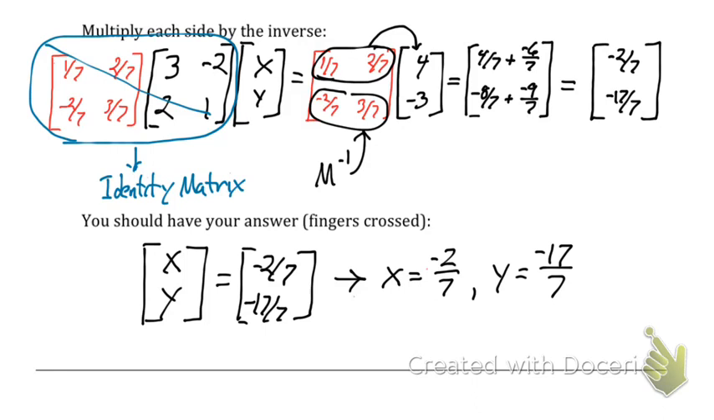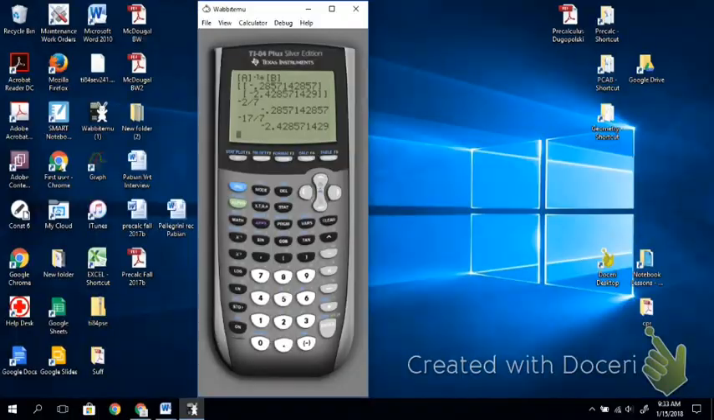If I just go back to my screen, this is my A inverse, which is actually my M inverse times my B value. My B value is just those numbers. So you should only have one inverse, and it should always be set up this way, where you have A inverse times B.